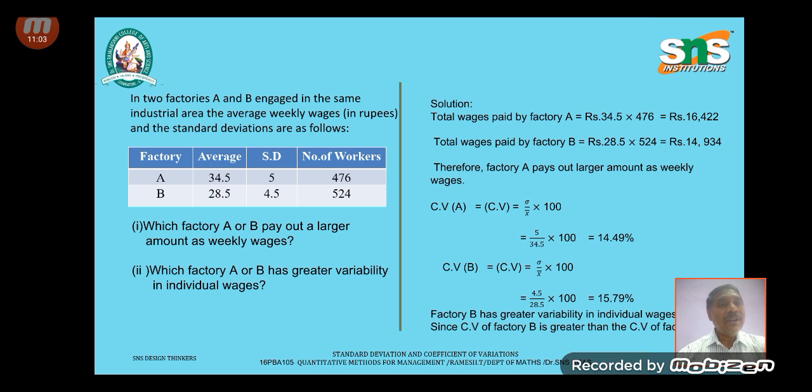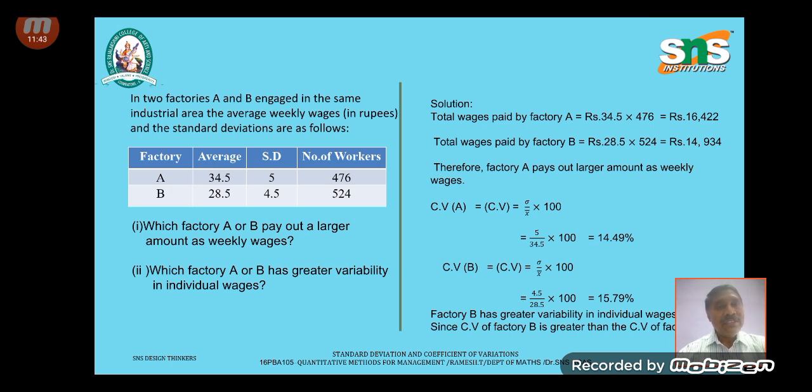Now we take the total wages paid by factory A. The average is 34.5 and the number of workers is 476. Multiplying these two, we get 16,422. Next, the total wages paid by factory B: the average is 28.5 and the number of workers is 524. Multiplying these two gives rupees 14,934. Therefore, among these two values, factory A's wages are more than B's. So factory A pays out the larger amount as weekly wages.